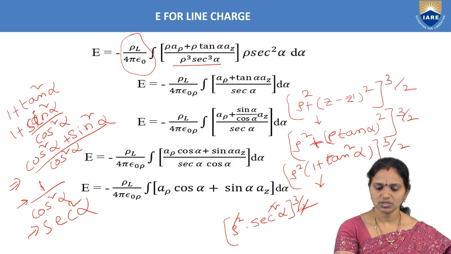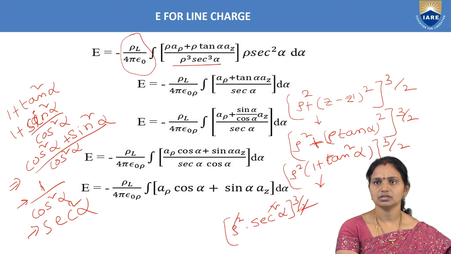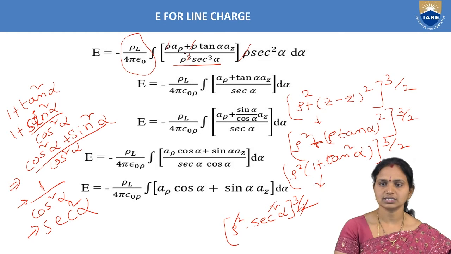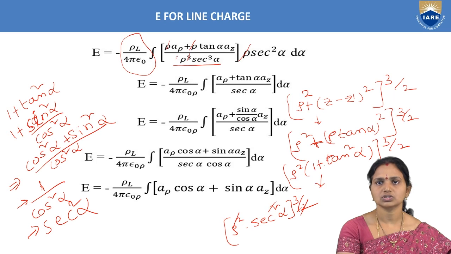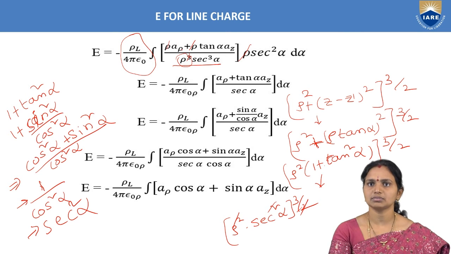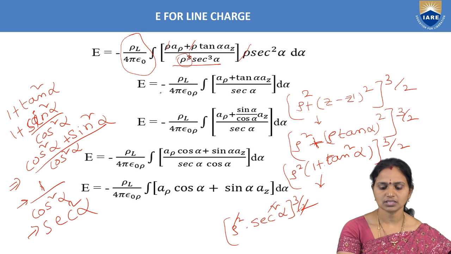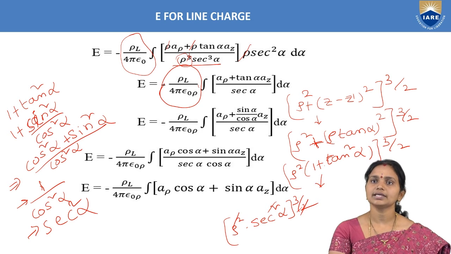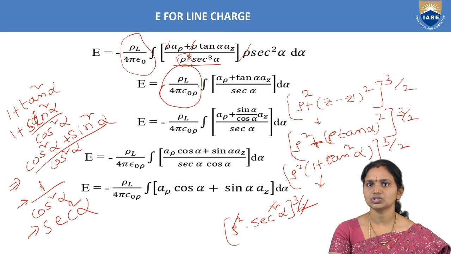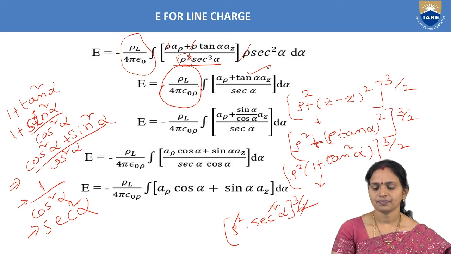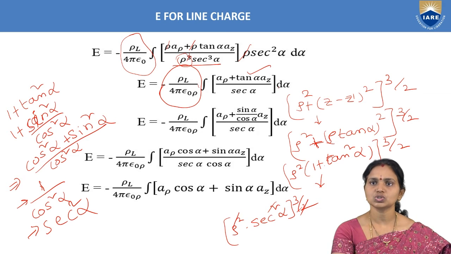Now by simplifying this one, here we have a rho term. By taking this common, rho will get cancelled. One rho from this and one rho from this will get cancelled, and from rho cube, rho square gets cancelled, and we have only a rho term in the denominator. So we have rho L by 4 pi epsilon naught rho integral a rho, that is the unit magnitude component along rho direction, plus tan alpha into az. And now we have to integrate this with reference to alpha.